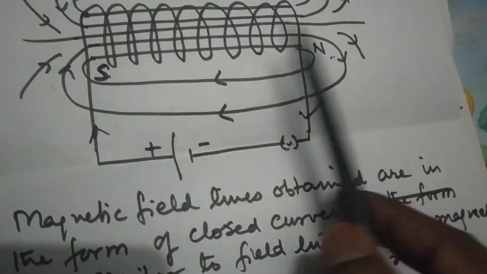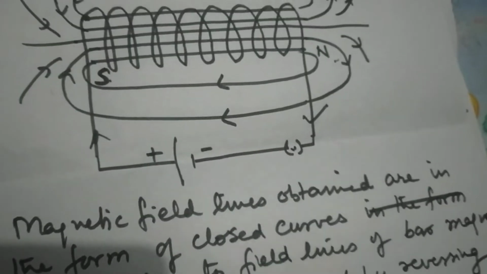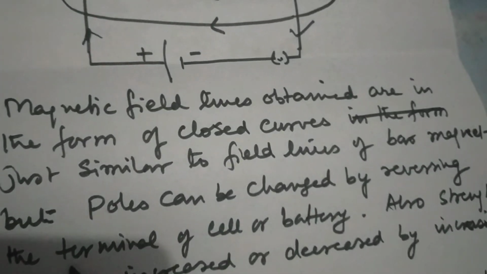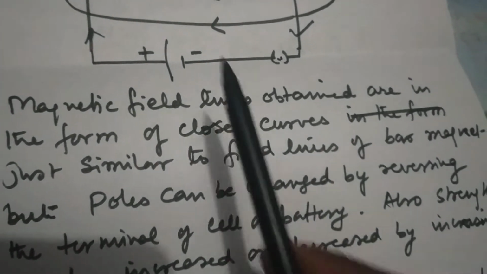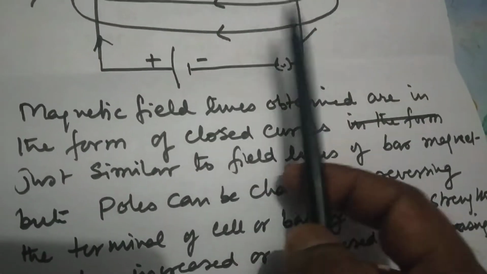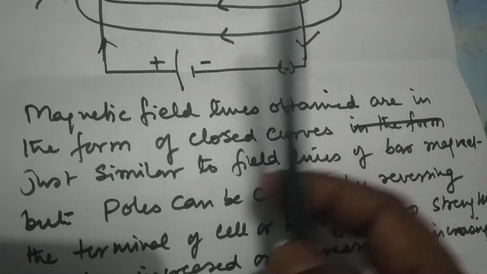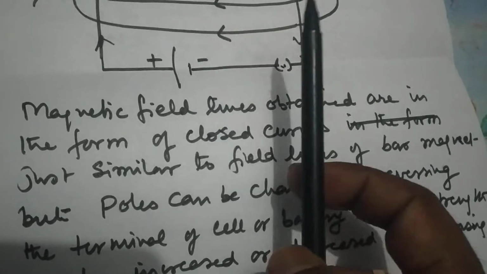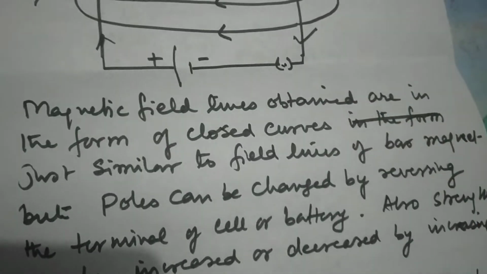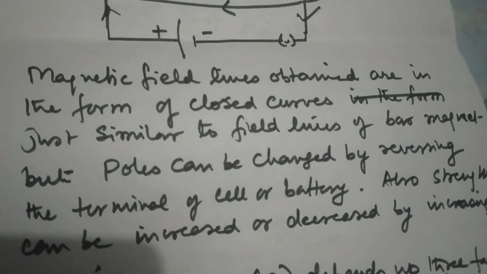It means the poles can be reversed by changing the terminals of the battery. We can change the terminals of the cell battery and we can easily change the poles of the solenoid. Can we change them in the case of a permanent magnet? No. In a permanent magnet the poles cannot be changed. बार मैग्नेट में पोल्स को नहीं बदल सकते.